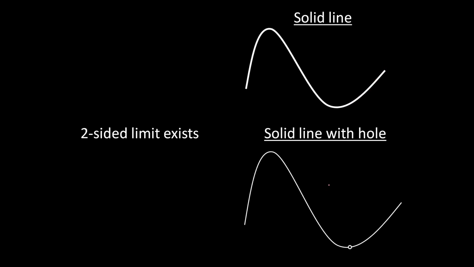Now, the other case where two-sided limits exist is where you have a hole. So as long as you have a solid line with a hole on it, that also has a two-sided limit. Now remember, the hole fails though if we break this apart. So if we take this right here and lift it up here, then that breaks. So a hole by itself doesn't mean a two-sided limit exists. It has to be a hole on a line.